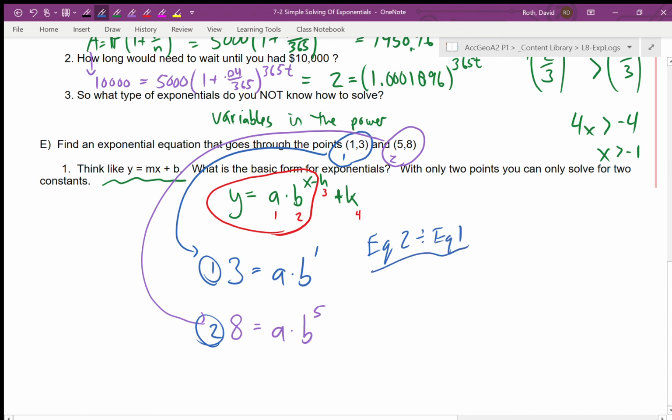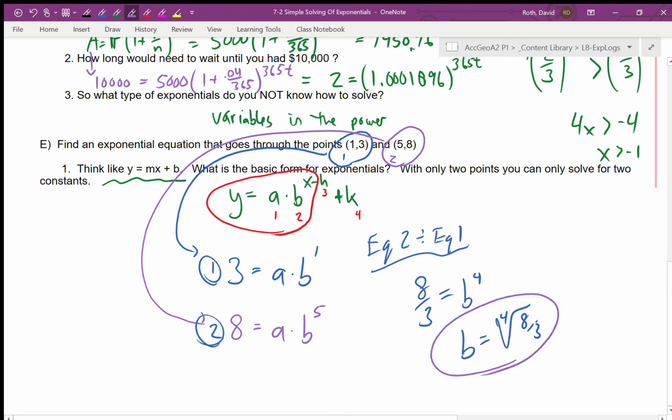If I do that, on the left side, I get 8 over 3. Notice, when I'm dividing on my right sides, I'm going to have A divided by A, which is 1. B to the 5th divided by B to the 1 is simply B to the 4th. So, lo and behold, what do I get? B is equal to the 4th root of 8/3. Now, what can I do with this? It's like I got my y equals mx plus b, and that's like my slope. So I plug it back into one of these equations.